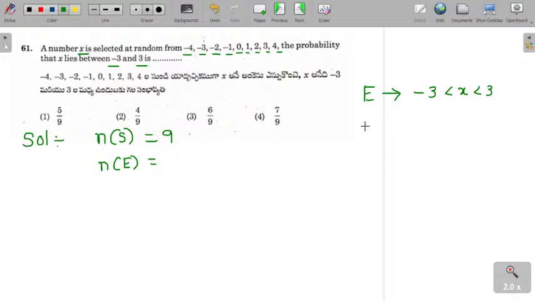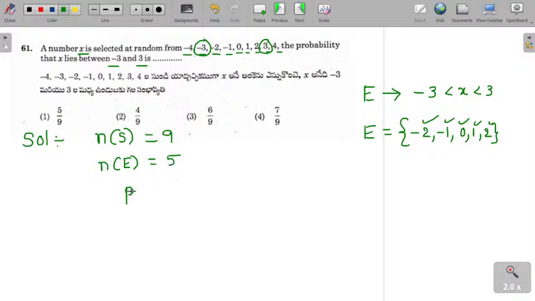So n of E means the number of possible outcomes is equal to, we can write in between minus 3 and 3, so what we have: minus 2, minus 1, 0, 1, 2. Then write down the cardinality of this set, n of E. n of E is equal to 1, 2, 3, 4, 5.